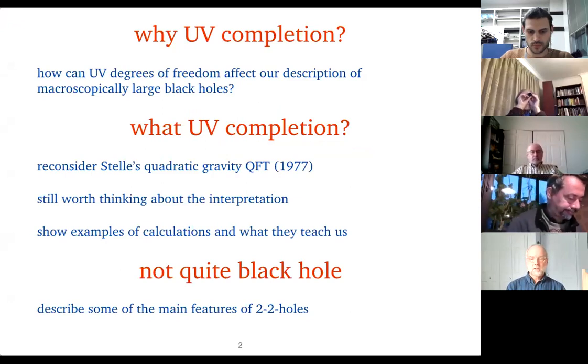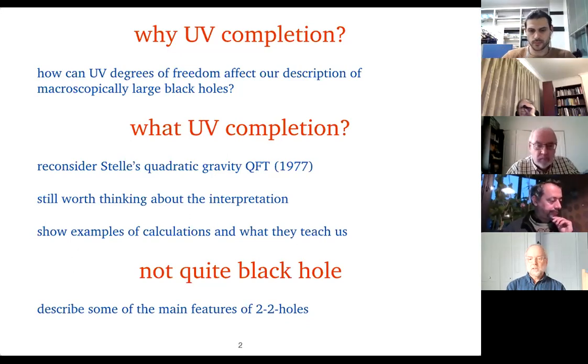Here I'm going to reconsider Stelle's quadratic gravity quantum field theory. I think we can all agree that it's at least a very tantalizing theory, and I still think it's worth thinking about the interpretation. So I want to show some examples of calculations, some of which are done by others, and what they can teach us about how to view this theory.